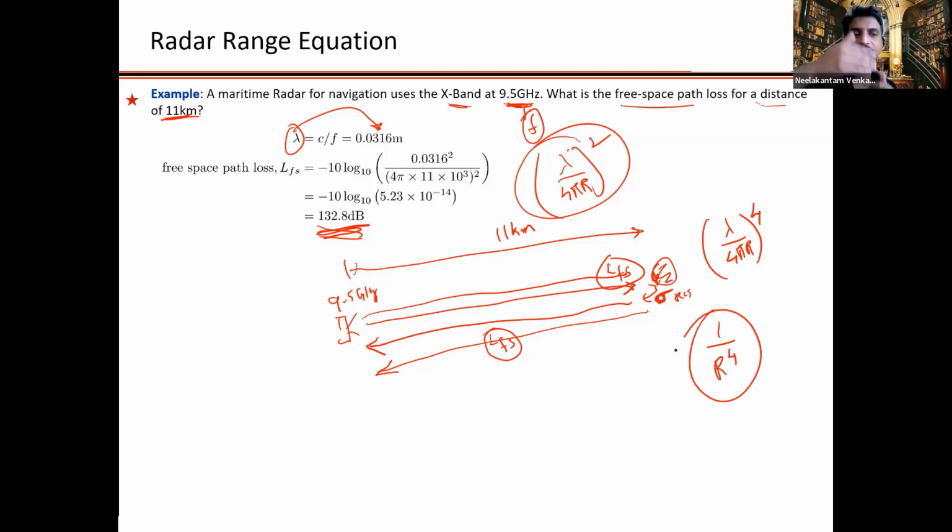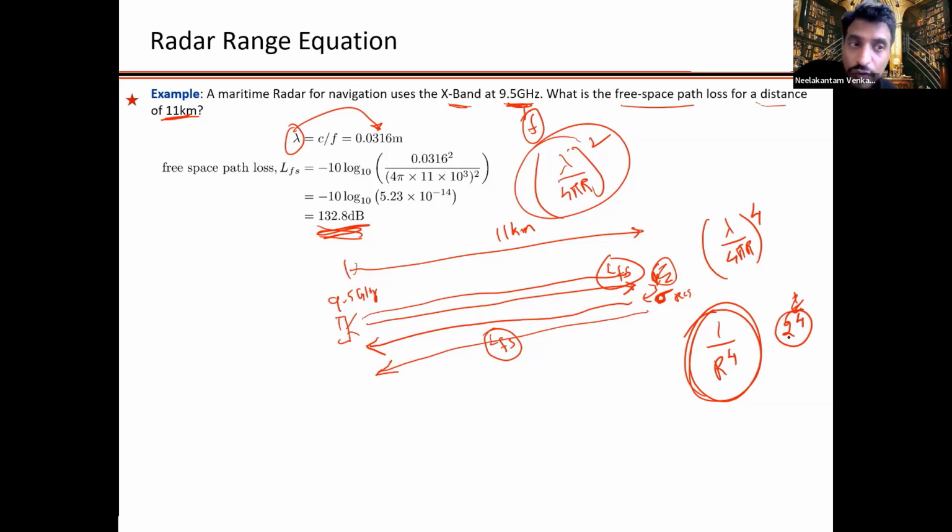This is very bad news, because if you want to extend the range of the radar by a factor of 2, that means the distance where you can detect a target, then your transmit power has to go up by a factor of 2 to the power 4, which is 16, yeah? You need to have 16 times more transmit power just to be able to increase the radar range by 2.